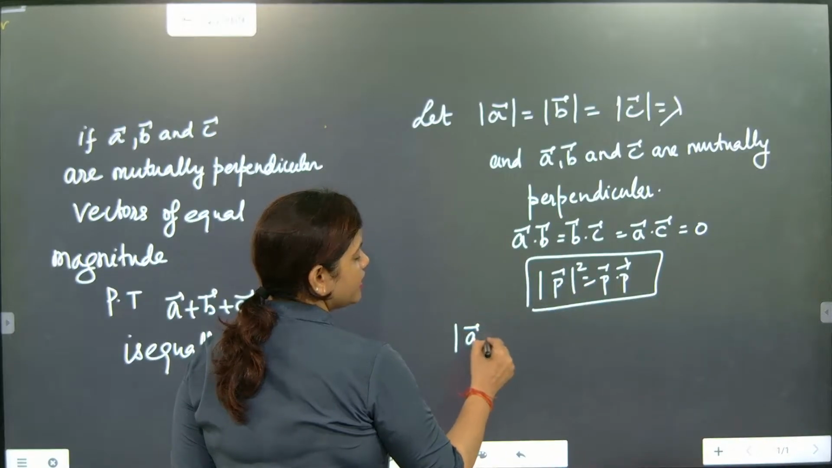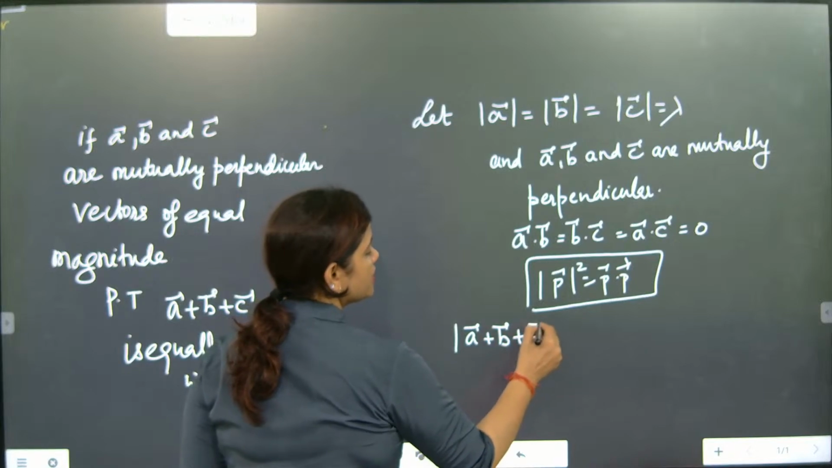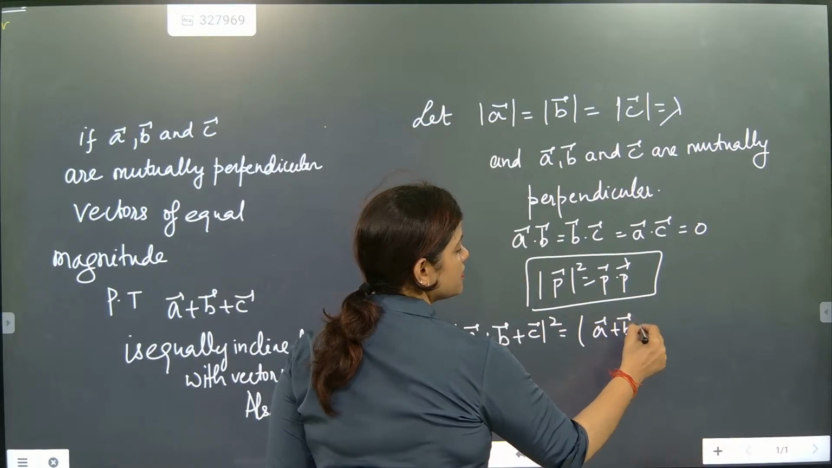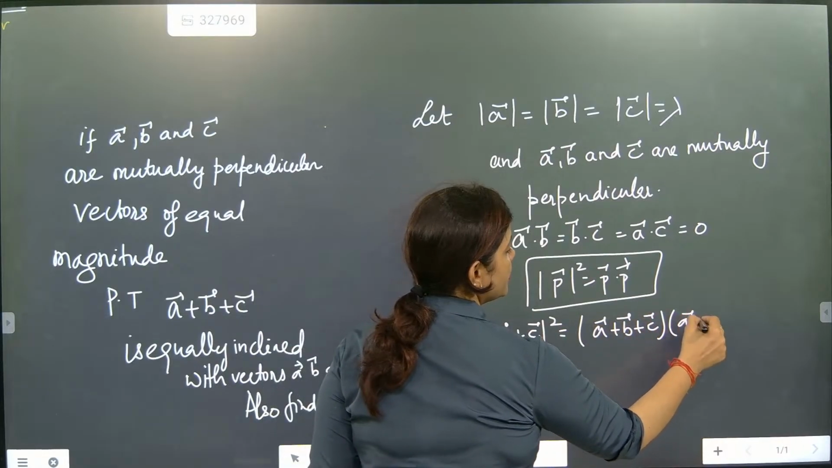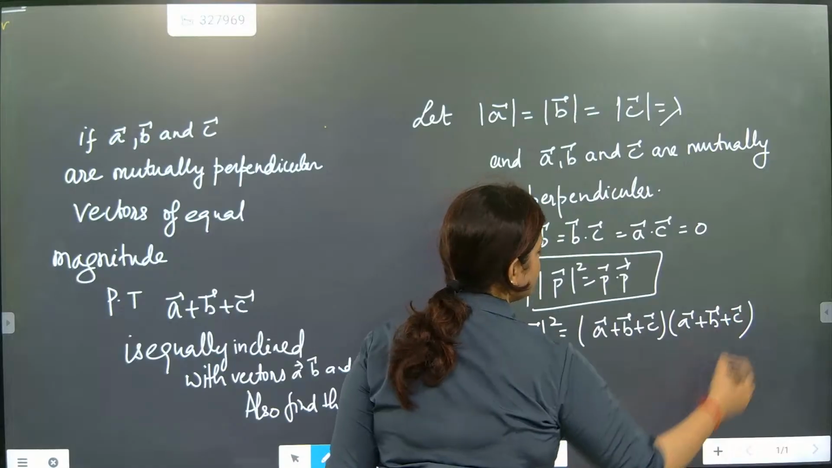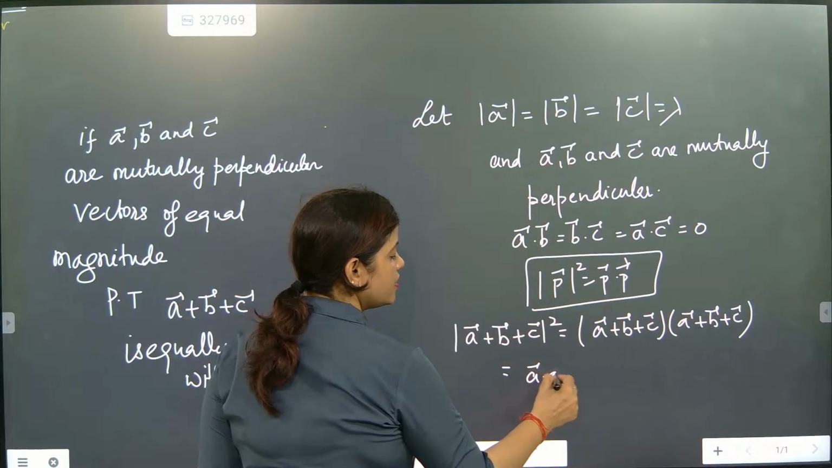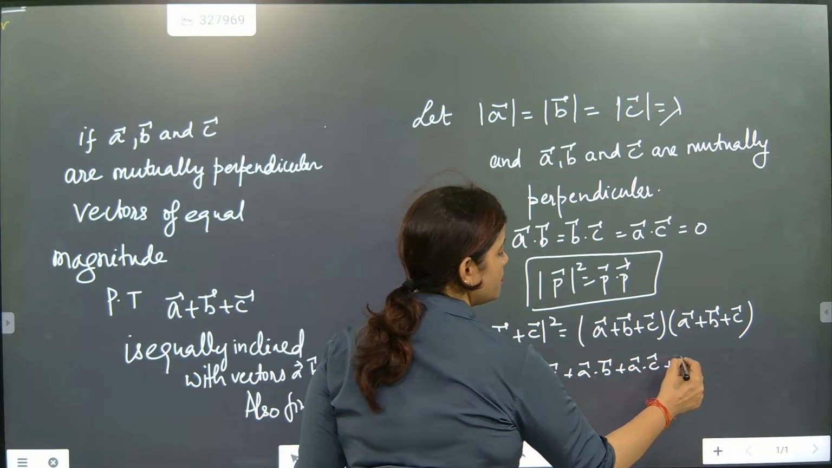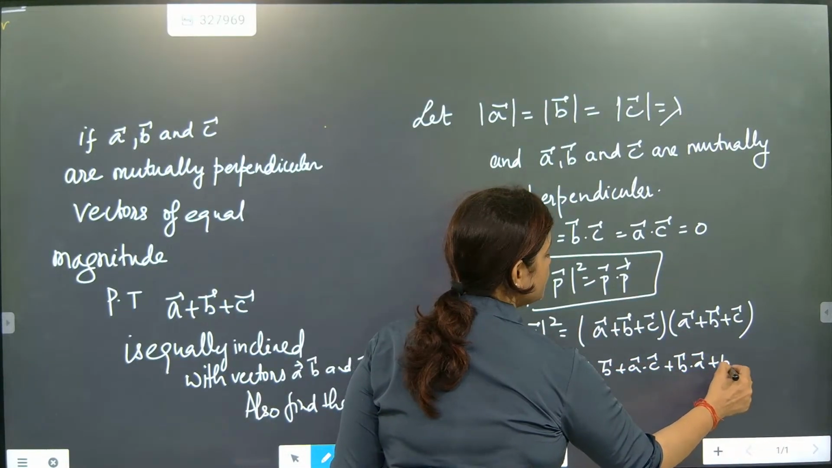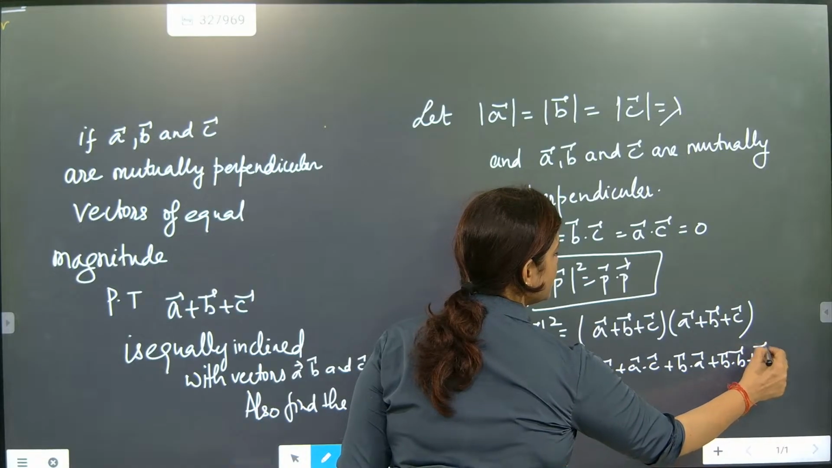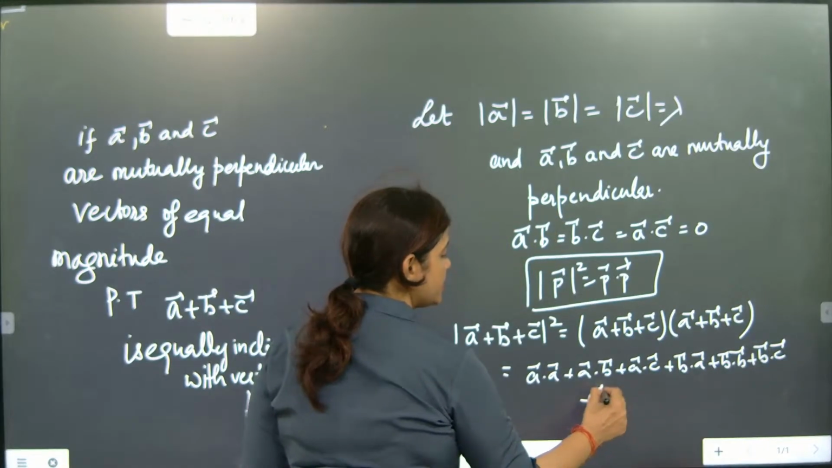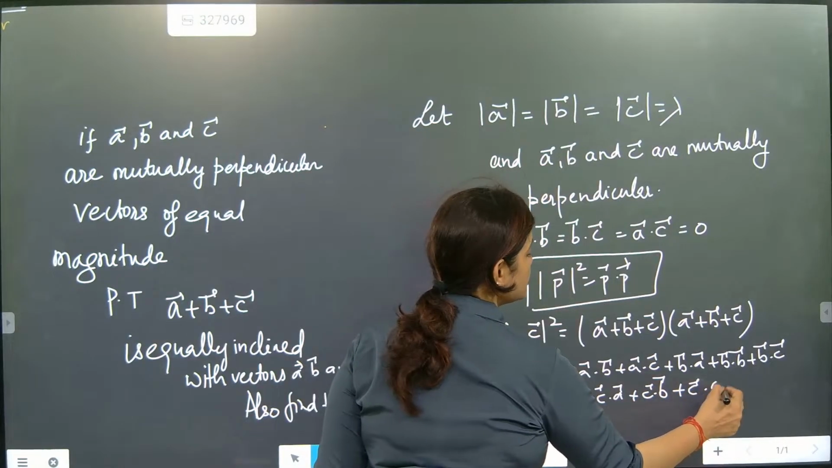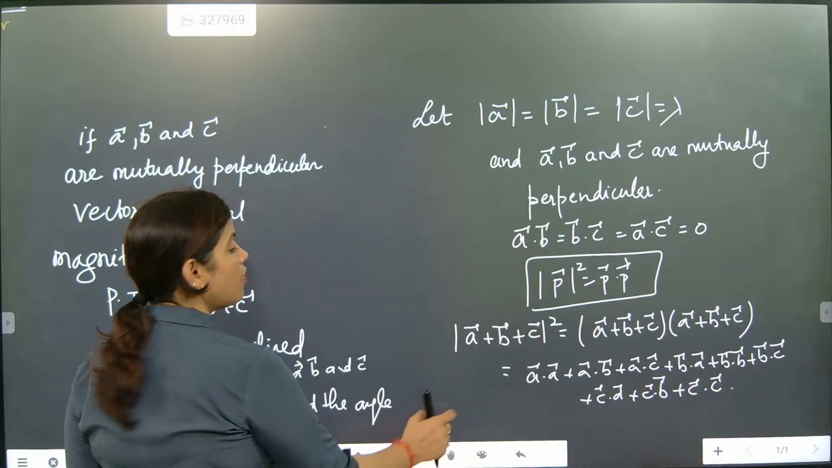So we will take magnitude of A vector plus B vector plus C vector whole square. Then what will it become, beta? A vector plus B vector plus C vector, dot A vector plus B vector plus C vector. So the dot product we will find: A dot A plus A dot B plus A dot C plus B dot A plus B dot B plus B dot C, and then plus C dot A plus C dot B plus C dot C.